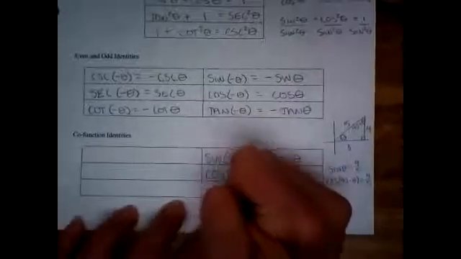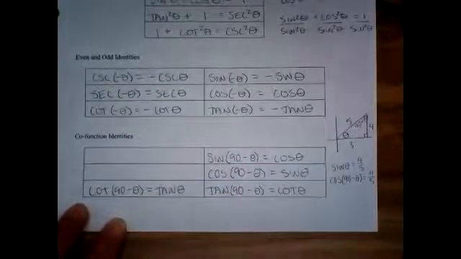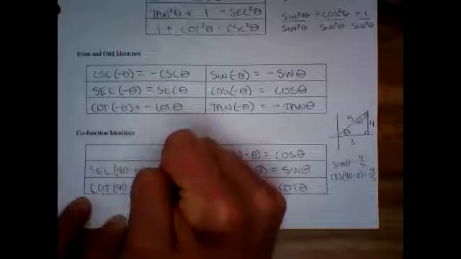So tangent and cotangent go together. Tangent of 90 minus theta is going to be cotangent. Cotangent of 90 minus theta is going to be tangent. And then secant and cosecant go together. So secant of 90 minus theta is cosecant. And cosecant of 90 minus theta is secant.